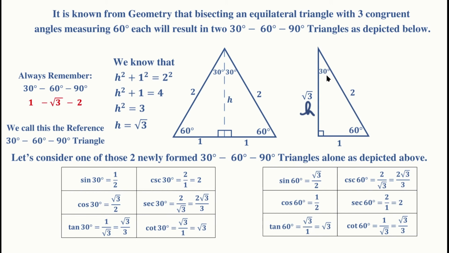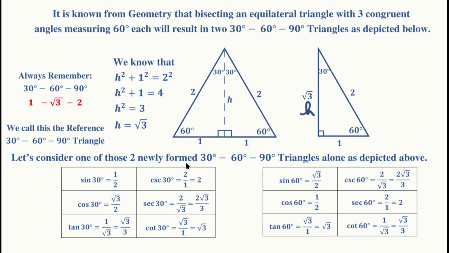Remember, if the side opposite the 30 is 1, the side opposite the 60 is going to be square root of 3, and the side opposite the 90-degree angle will be 2. This is going to help us solve any 30, 60, 90 triangle using the concept of similarity. So remember, we consider this to be our reference 30, 60, 90 triangle.